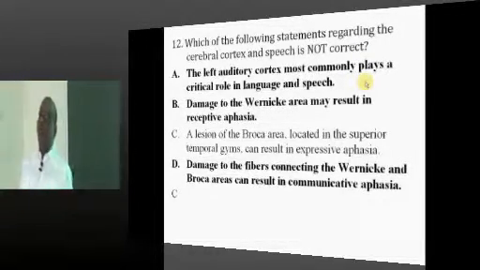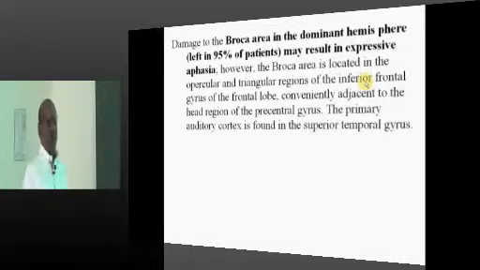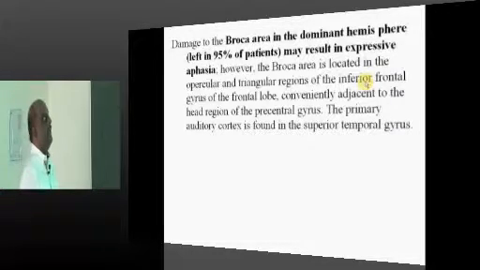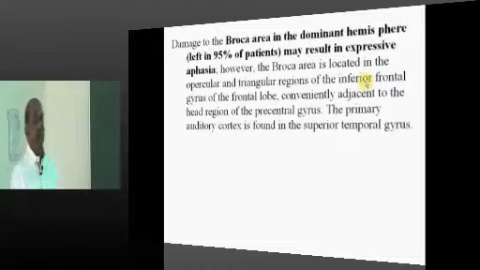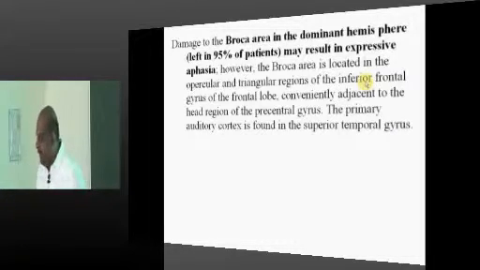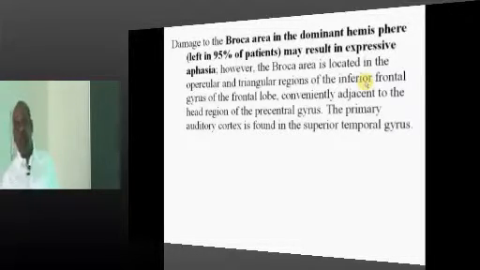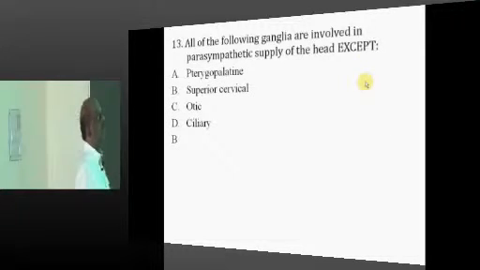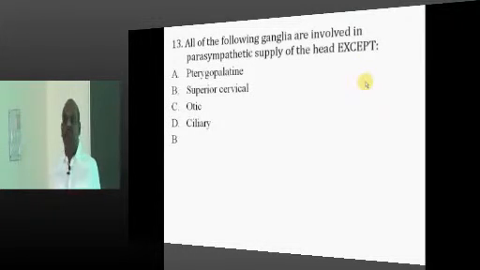Now, where is the Broca's area typically located? Broca's is in the dominant hemisphere and it leads to development of expressive aphasia, is what I want to underscore to all of you.